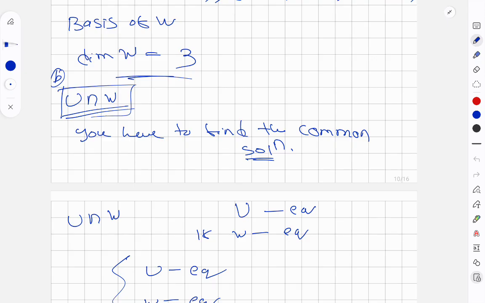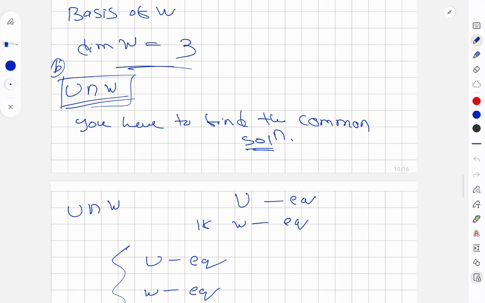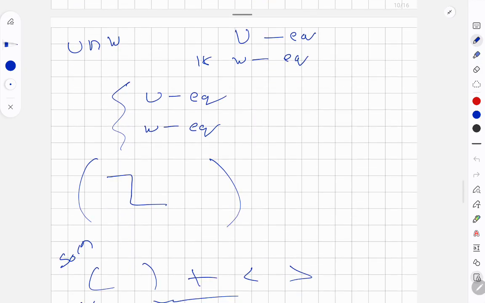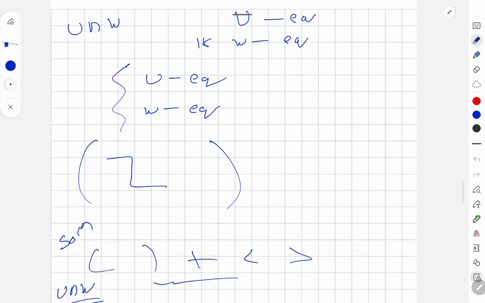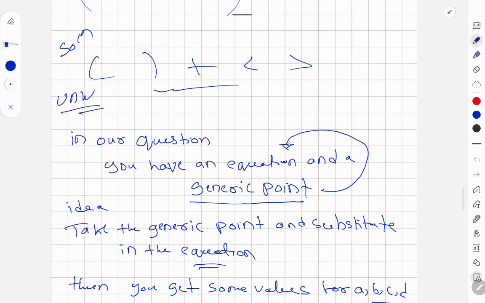Then this is most important. You had U intersection W. For the U intersection W, that means that you are finding the common solutions between them. If you have the equation of U and the equation of W, you can put them all together. Then you find the solution, and the solution that you get is U intersection W. You will see the video and you will get it.